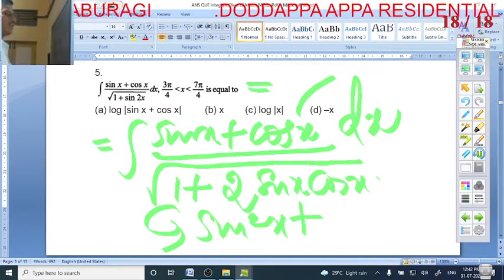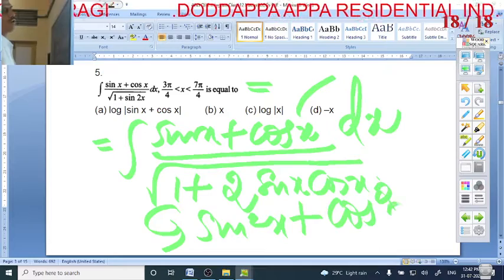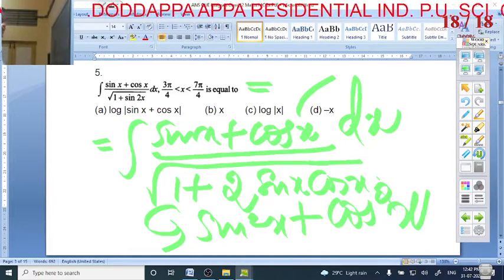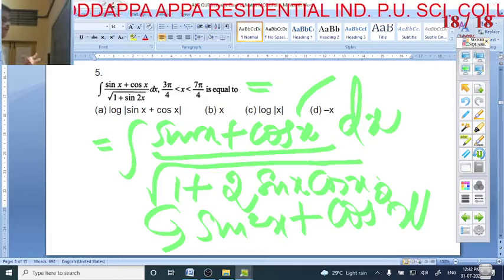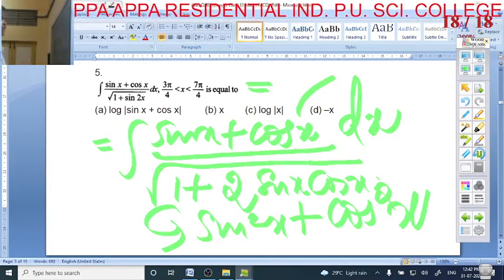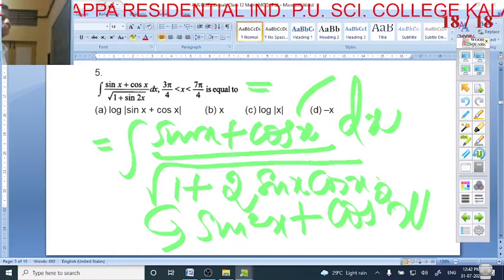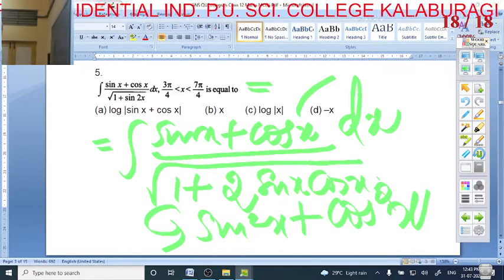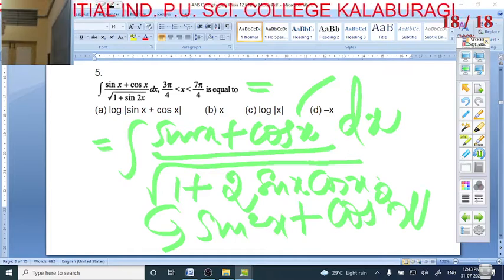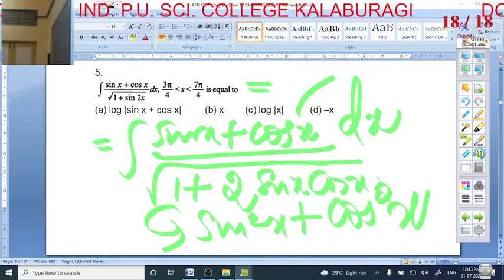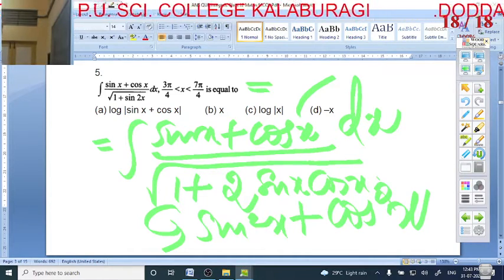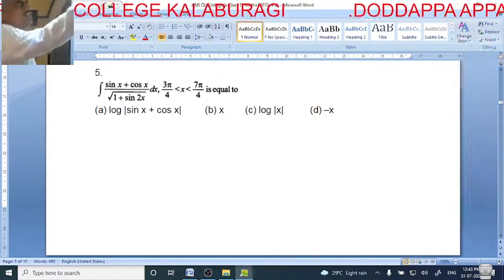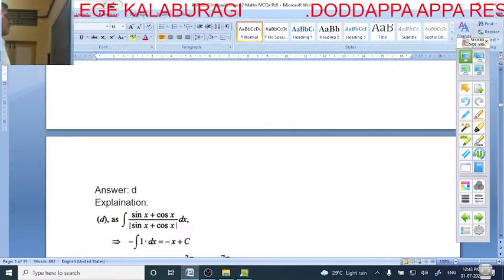sin square x plus cos square x. In other words, the quantity under the root now becomes sin square x plus cos square x plus 2 times sin x into cos x. First number square plus second number square plus 2 times first number into second number gives rise to first number plus second number whole squared. In other words, the square and square root get cancelled. So this one is sin x plus cos x.